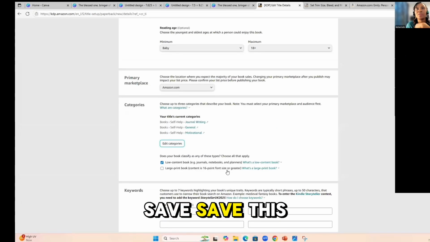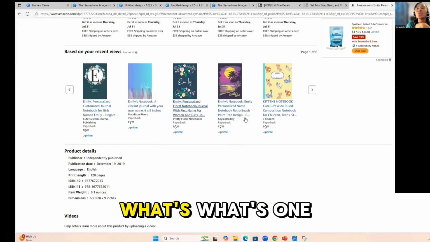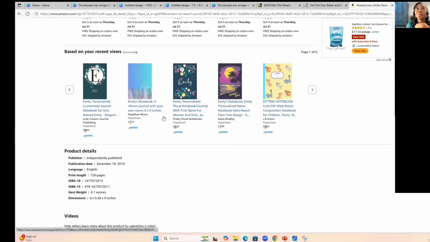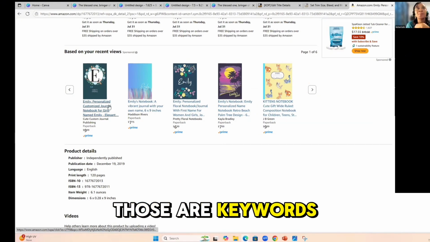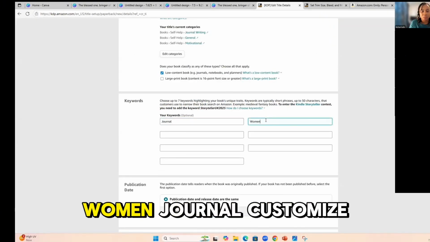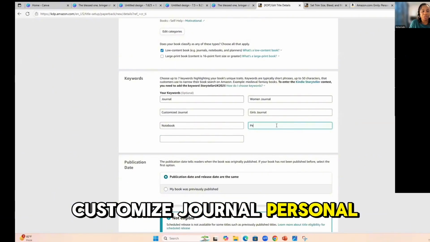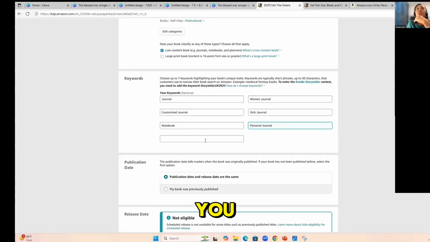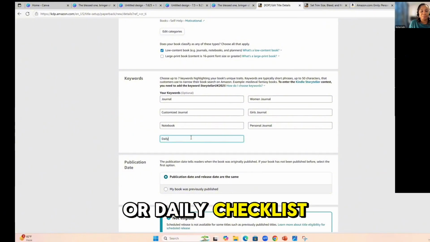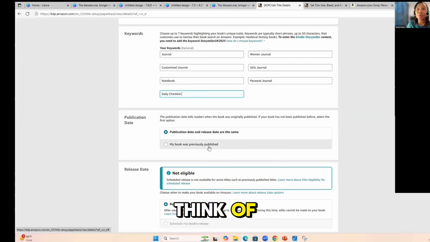Okay, save this. Now, keywords, another very important thing. So you still go back and look for keywords that you can use. What's one very common keyword that you can see people are using here? Notebook, journal, women, girls, those are keywords. Customized journal, those are keywords. We'll put journal, women journal, customized journal, personal journal. We have one more: daily personal checklist or daily checklist. The truth is that no keyword is useless. You'll be surprised, whatever you think of, somebody's searching for it.